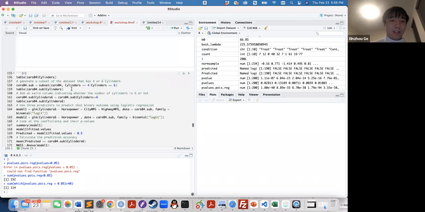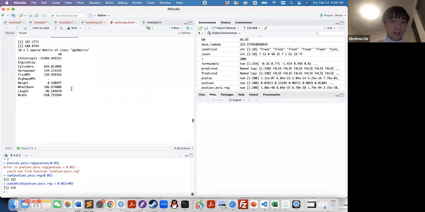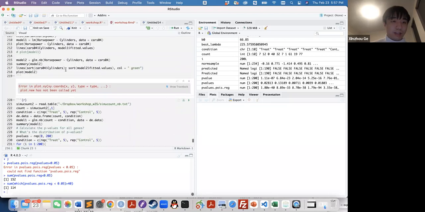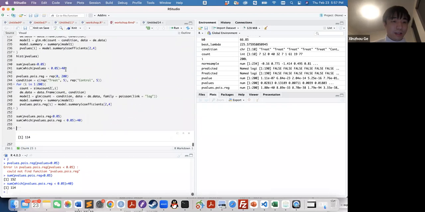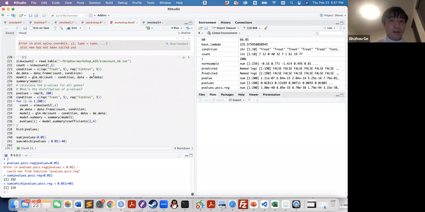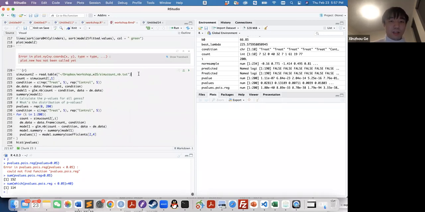It makes sense because, as we have already shown, if we look at the distribution of the p-values, I think I still have that figure. Do I have that one? Oh, maybe I have. Okay, let me draw the figure again.